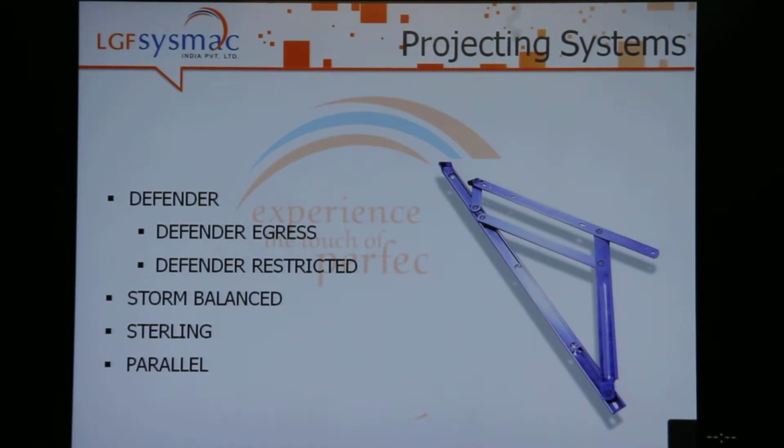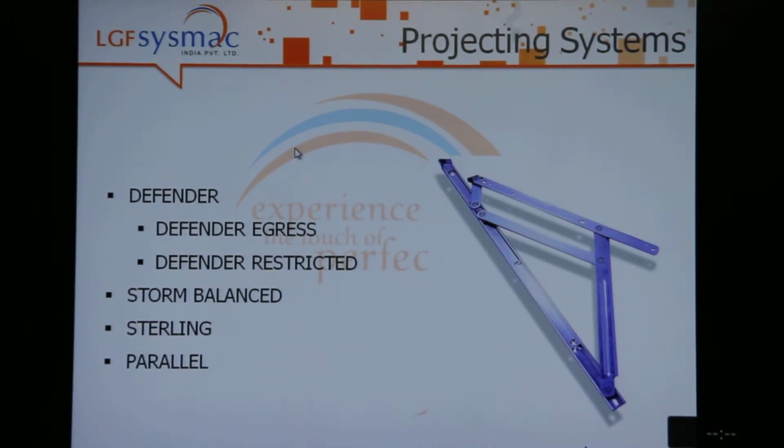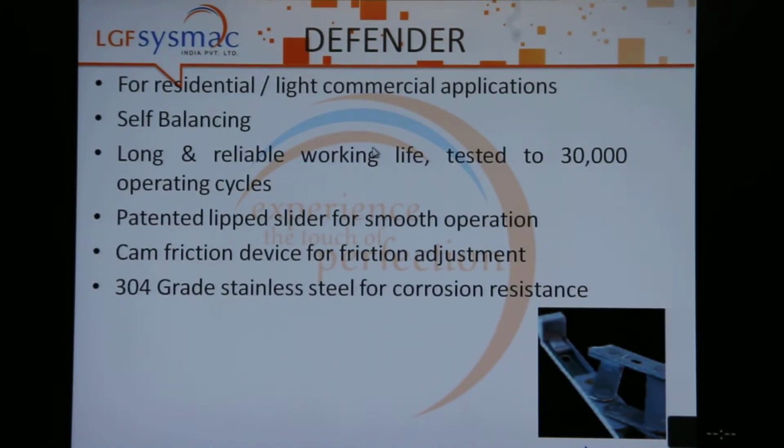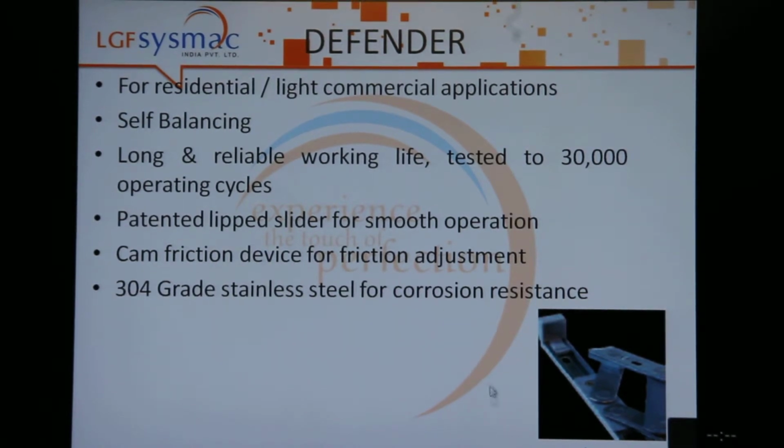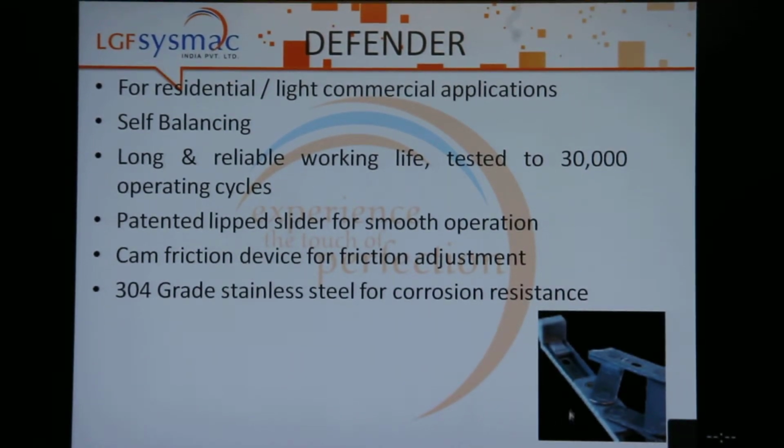Projecting system. There are four types of hinges. The first one is Defender, and it's divided into two parts: Defender egress and Defender restrictor. Defender is for light duty operation. Storm balance, Sterling and parallel window are for heavy duty applications. Defender is used for residential and light commercial applications.